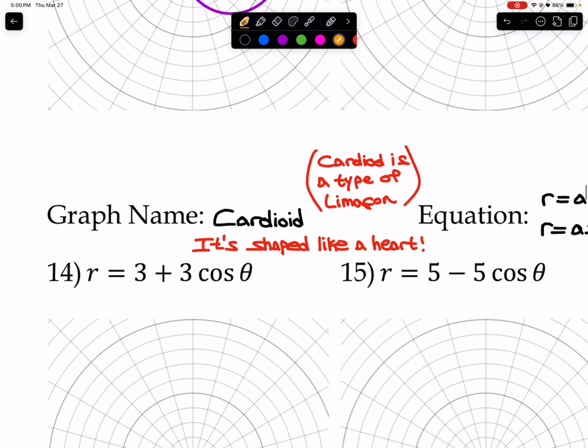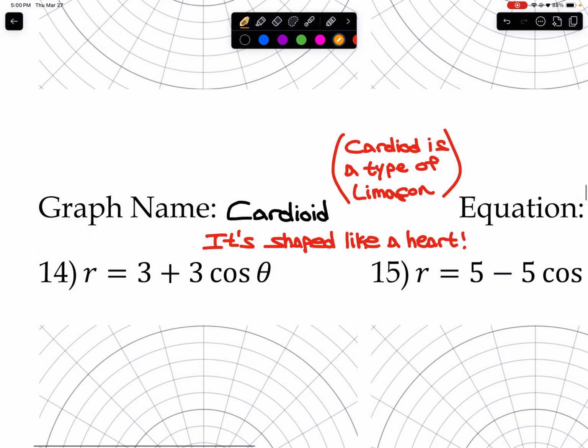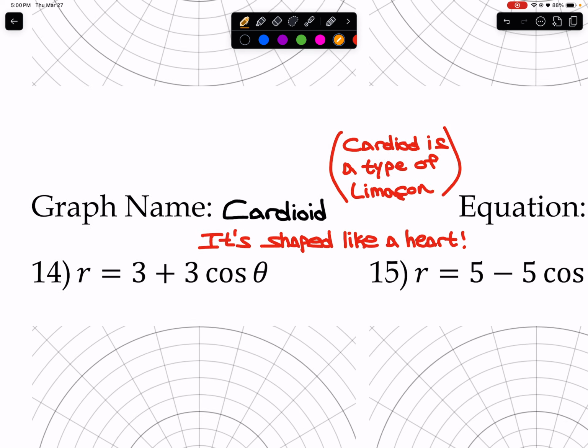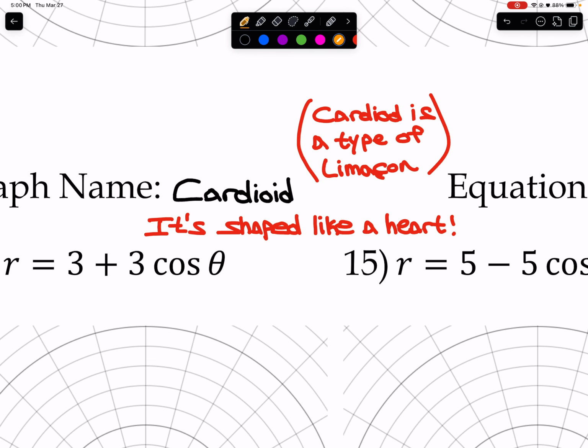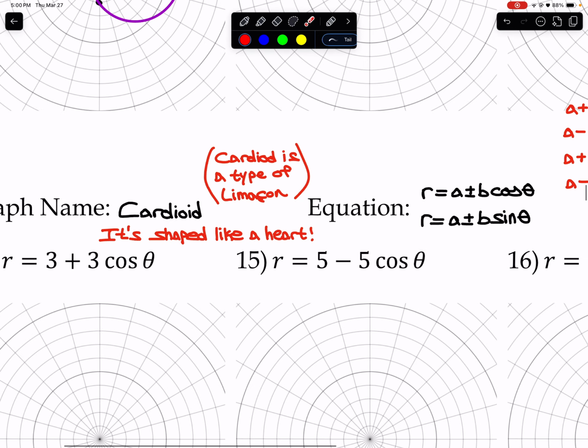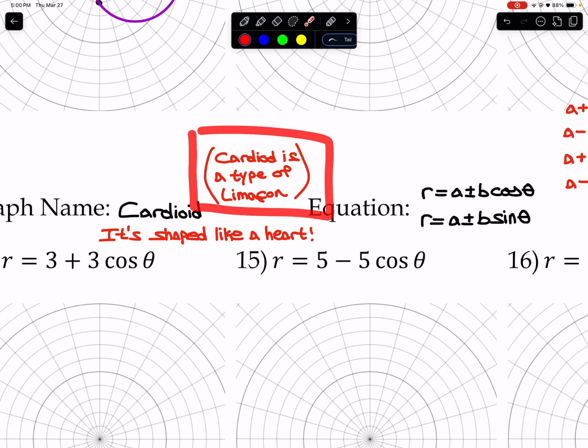Now for the next section, we're going to look at what we call a cardioid. The way that I like to remember it is the word cardio is in the word cardioid, and cardio makes me think of a heart. So these shapes are going to be more heart-shaped. Now, a cardioid is going to be a type of limacon.